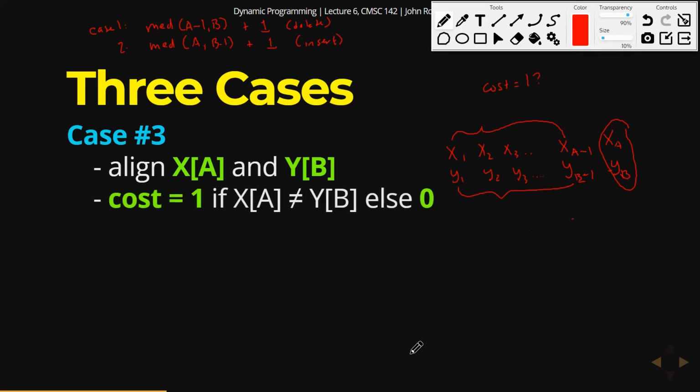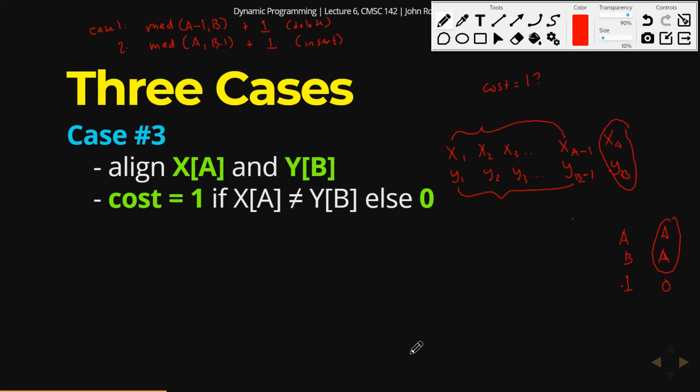If they are not the same, then it has a cost of 1. But if they are the same, then the cost would be 0, right? Because if we align, let's say, A with B, something like that, this will have a cost of 1. This is a substitution. But if it's A and A, for example, this has no cost because this is the same. So that is a cost of 0. So the cost of this alignment is dependent on whether they are equal.